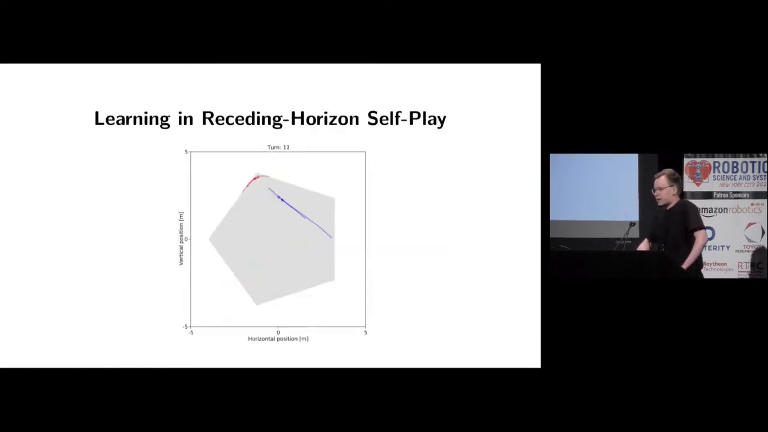To demonstrate the effectiveness of this approach, here we show our method learning from scratch in receding horizon self-play for the tag game. Within only 2 minutes of training, we are able to learn highly competitive mixed strategies for this problem, for both players. So we perform a range of evaluations of this method, for which I would like to highlight the following main results.